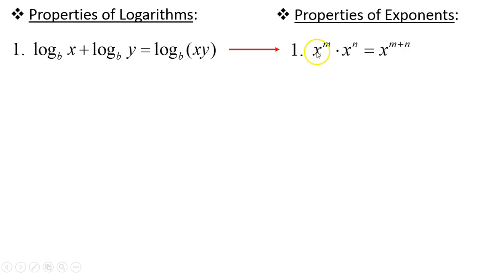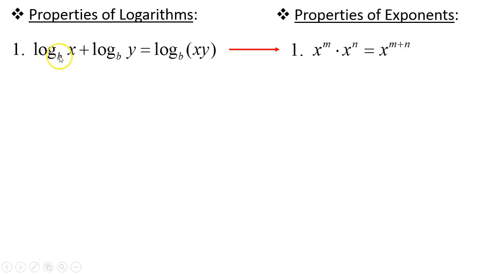So if you go back to your algebra, you probably learned that when I have an x to the power m times an x to the power n, that gives you x to the power m plus n. In other words, when I multiply two quantities with like bases, I add the exponents. That's basically the idea over here.